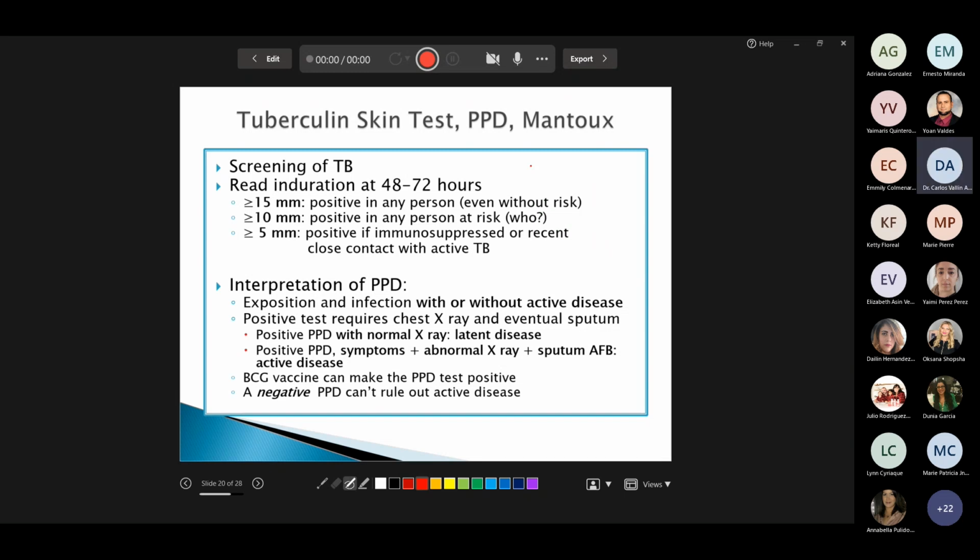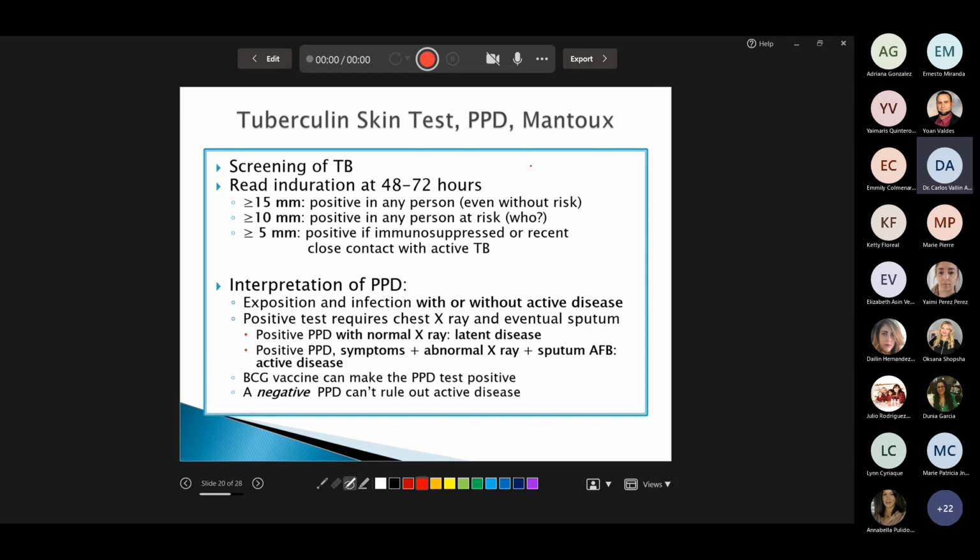You know that you don't do, for example, mammography to girls. Why? Because they are not at risk. You start doing the mammography after 40 years. Before that, you are not at risk in the general population. So you don't do PPD to people that are not at risk of developing tuberculosis. You do that to people at risk. So who are the people at risk?